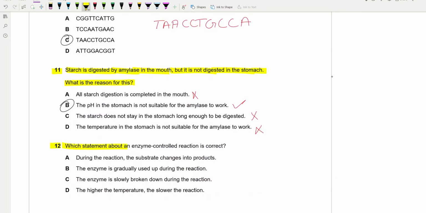Question number 12. Which statement about an enzyme controlled reaction is correct? Option A. During the reaction, the substrate changes into products, which seems correct. Option B. The enzyme is gradually used up during the reaction, which is wrong as the enzyme is never used up during the reaction. Option C. The enzyme is slowly broken down during the reaction, which is again wrong. The enzyme is not broken down. Option D. The higher the temperature, the slower the reaction, which is wrong. The higher the temperature, the faster the reaction. So the correct option would be option A.